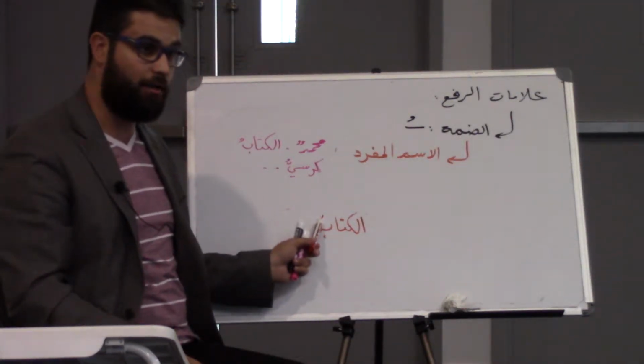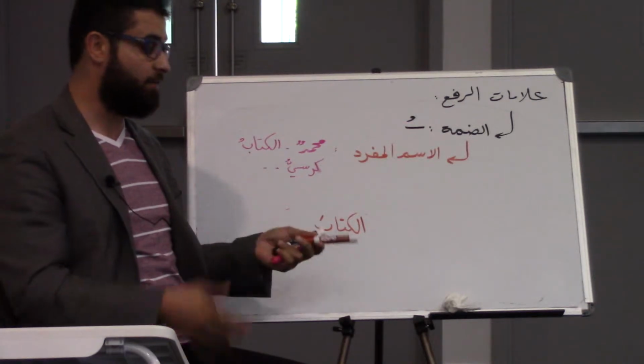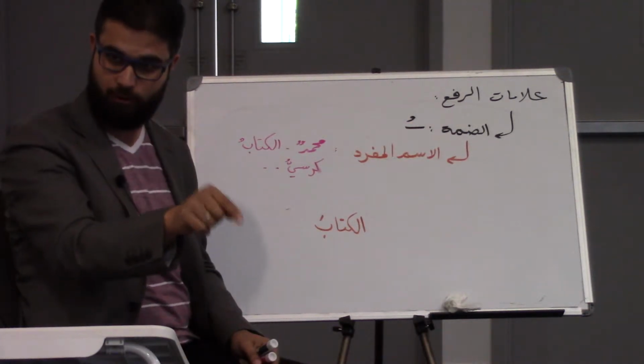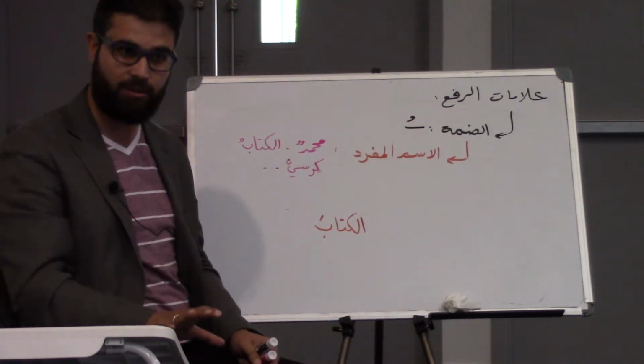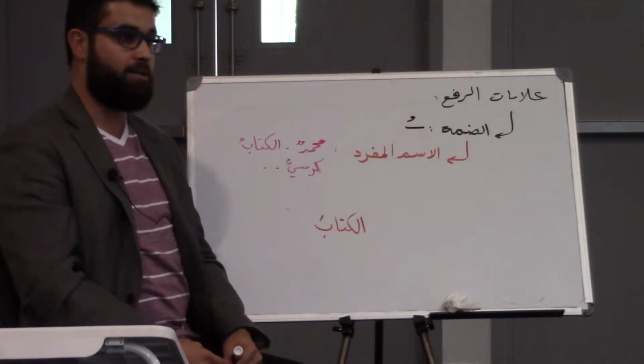Well, if it has a fatha on it, that means it's definitely not marfu'. And if it had a dhamma on it, then you can know that it's marfu' within the sentence. Now we're like, well, how does that help me?